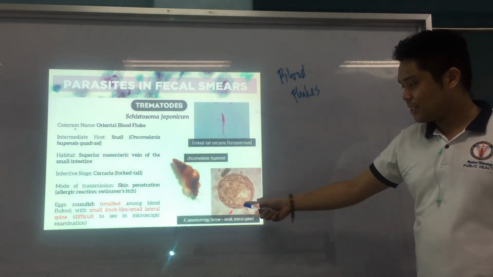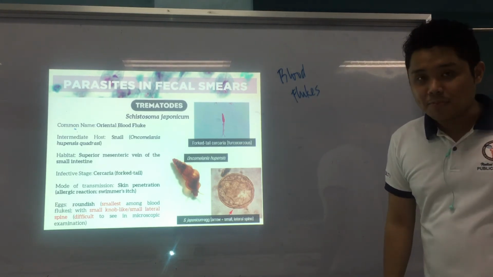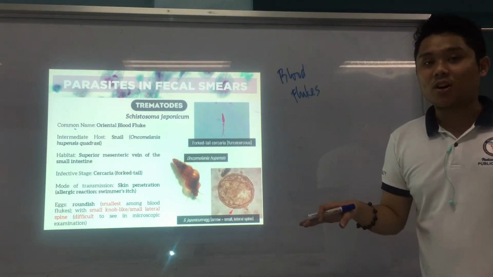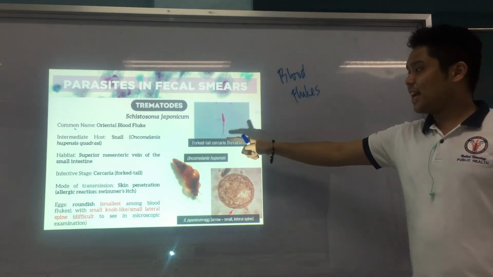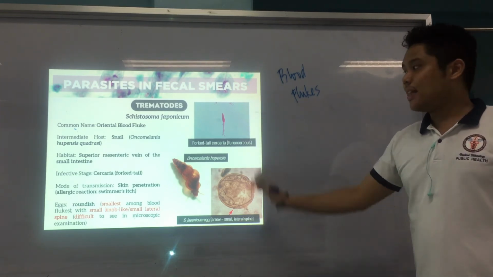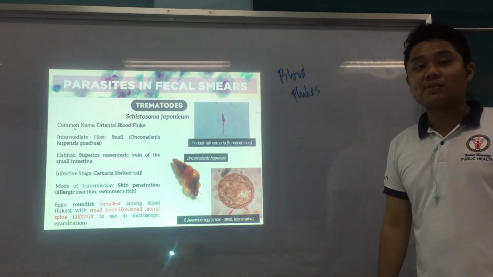So, that's its appearance first. The one that is pointed is the small lateral knob, small lateral spine. That's Schistosoma japonicum. The fork-tail cercaria is common to all of the Schistosoma species. That is the infective stage.